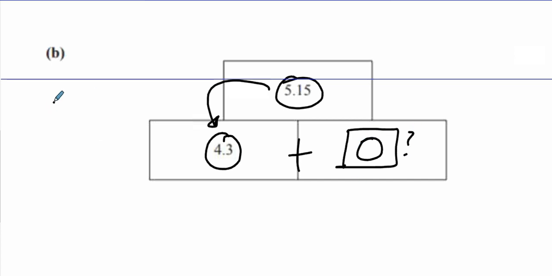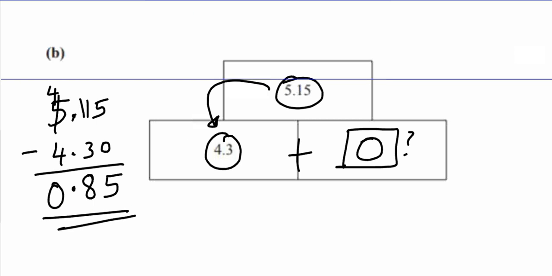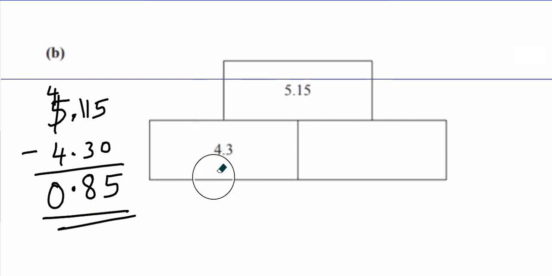Okay, so you do 5.15, which is the top number, minus 4.30. What do you get? This will be 5, this will be 4. This becomes 11 minus 3, that equals 8. This is a decimal point, put it over here. 4 minus 4 is 0. So the answer which you fill here in this bottom box is 0.85.